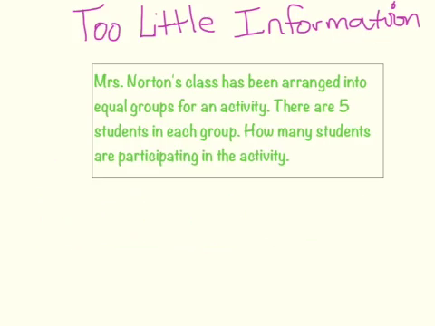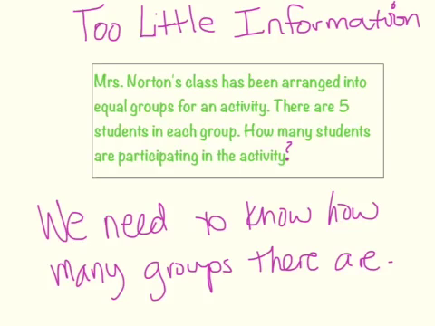Now let's take a look at a story problem where there's too little information to solve it. It says Mrs. Norton's class has been arranged into equal groups for an activity. There are 5 students in each group. How many students are participating in the activity? Well, in order to find that out, I need more information. Can you think what information we would need? In order to solve this problem, we need to know how many groups there are. If I knew, for example, that there were 6 groups, then I would know that each group has 5 students, and 6 groups with 5 students in each would be 30 total students. So we don't know how many groups there are, and that's what we would need.